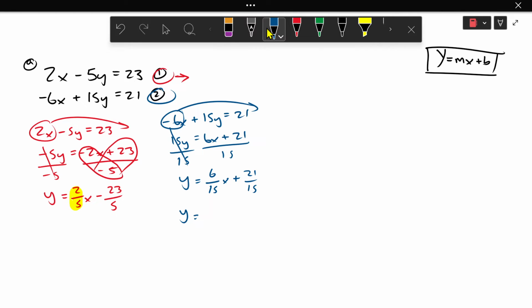So 6 over 15x, well, 3 goes into 6 twice, and 3 goes into 15 5 times. So this simplifies to 2/5 x plus, 3 goes into 15 5 times, as we just said, and it goes into 21, well, if not 5 times, 7 times. So 3 goes into 21 7 times.